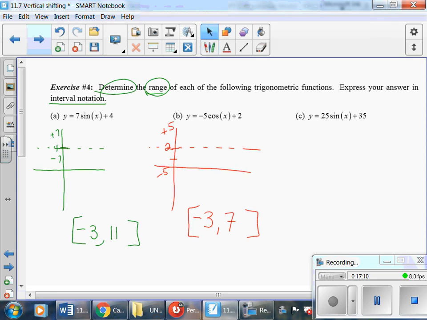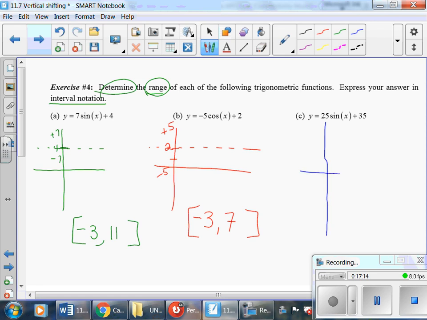Now you can even get to big ones like we are here. So you don't have to actually draw these to scale. So the midline here is going to be at 35. And then our amplitude is 25, which means we're going to go up 25 this way, and we're going to go down 25 this way. So what is that range going to look like? It's going to start at 10, and it's going to end at 60, because 35 plus 25 is 60.